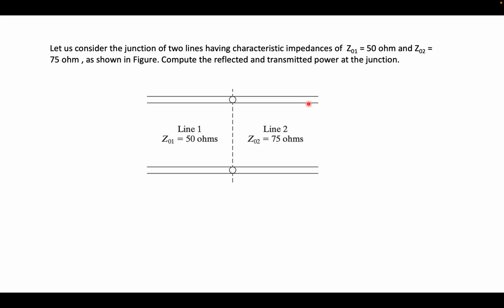Right now I have two data points: reflected power is 1 by 25 of incident power, and transmitted power is 0.96 times the incident power.